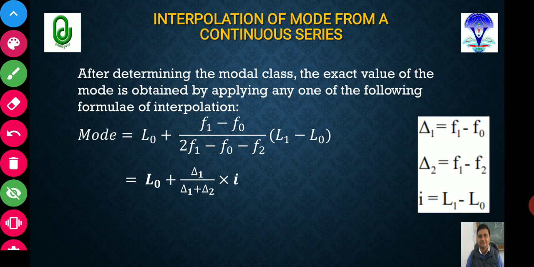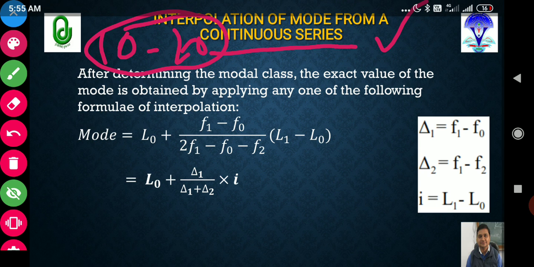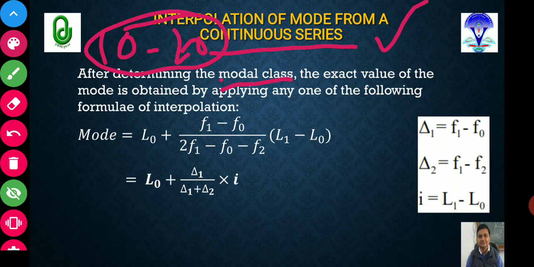So here the heading is interpolation of mode from a continuous series. When you have continuous series, that means you have value 10 to 20. So suppose this 10 to 20 is the model class. After you determine the model class, the exact value of the mode is obtained by applying the following formula for interpolation. What will be the formula? Formula will be L0 plus f1 minus f0 divided by 2f1 minus f0 minus f2, under bracket L1 minus L0.